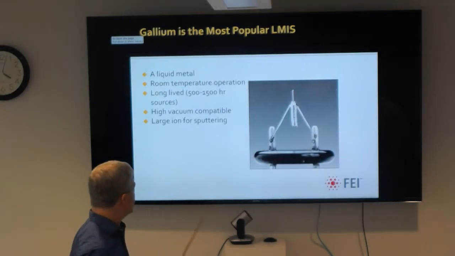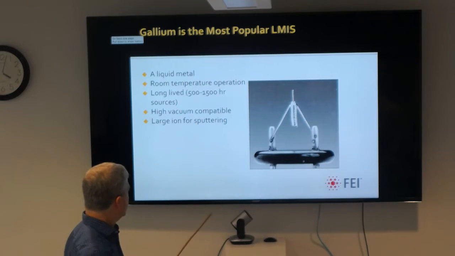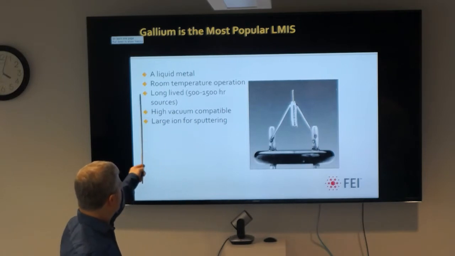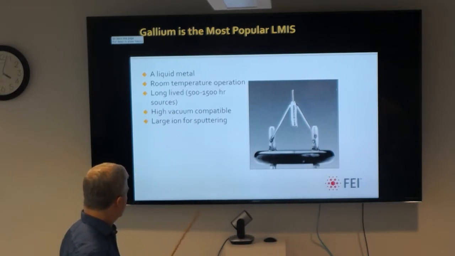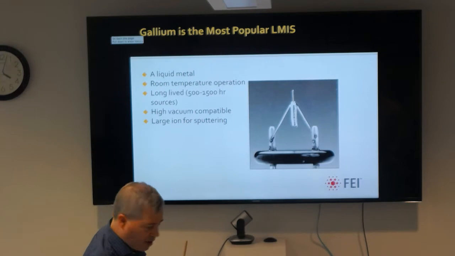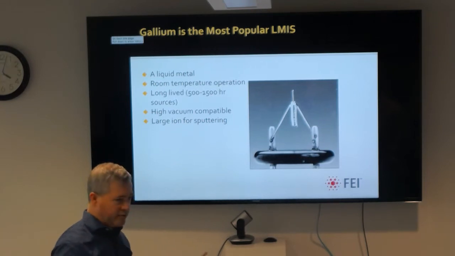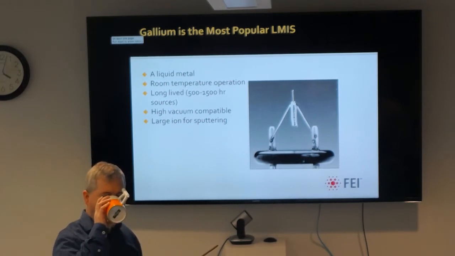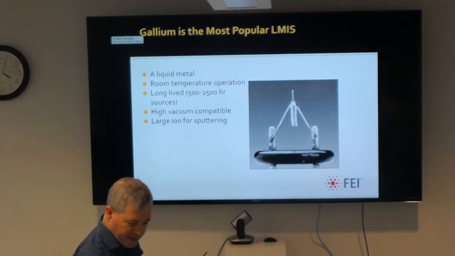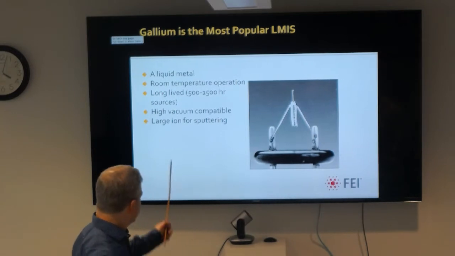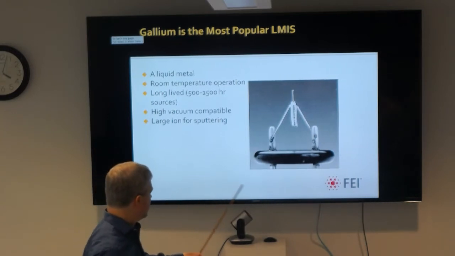Gallium right now is the most popular ion source. There are other metals that are used, but gallium is what we have, and it's more commonly used. It's liquid at room temperature. The sources last fairly long, say from 500 to 1500 hours or longer. It's compatible with high vacuum, and it's a large ion for sputtering.